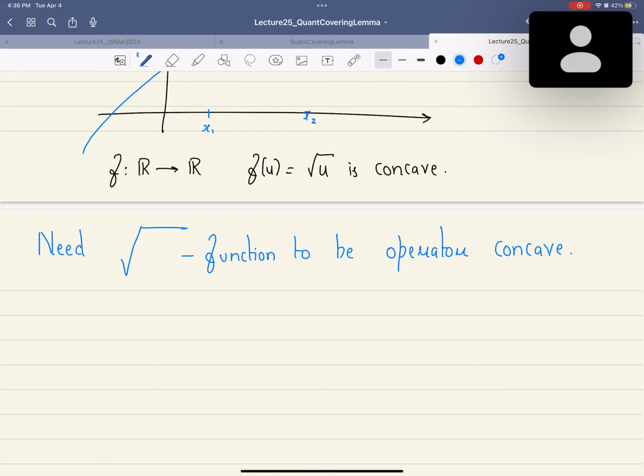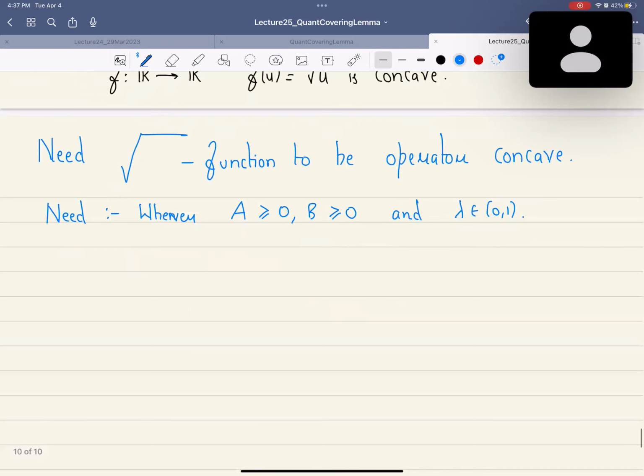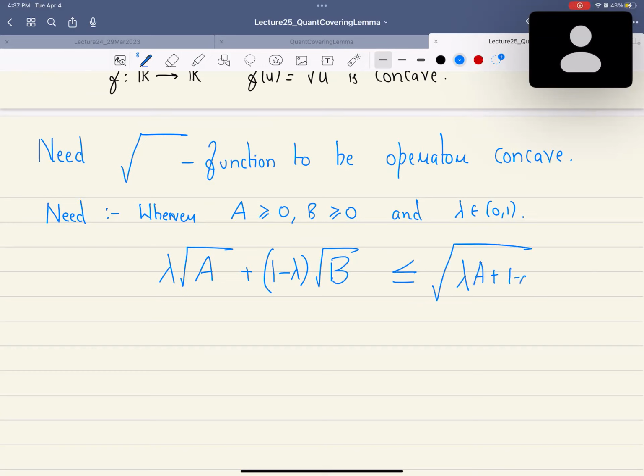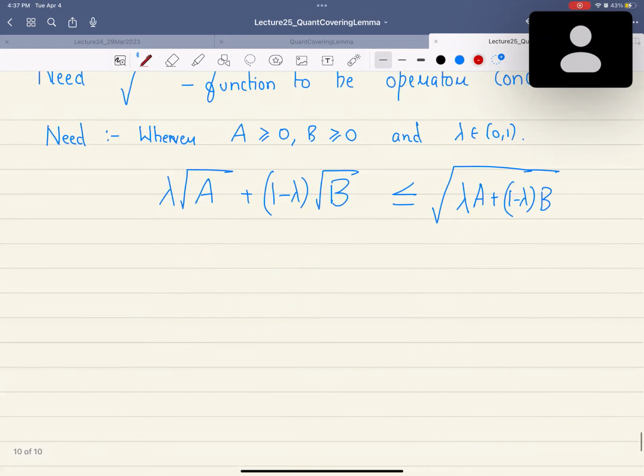Okay, so that means that whenever A, B, and lambda is between 0 and 1, we need lambda root A plus 1 minus lambda root B to be less than or equal to root of lambda A plus 1 minus lambda B. Yeah, it turns out it is true. So this is not at all a simple result.